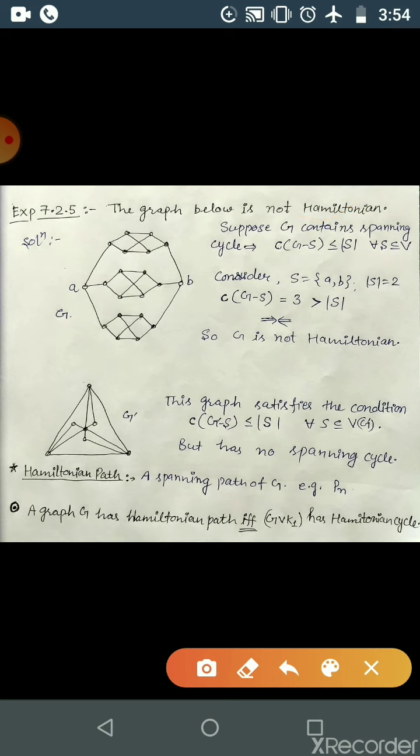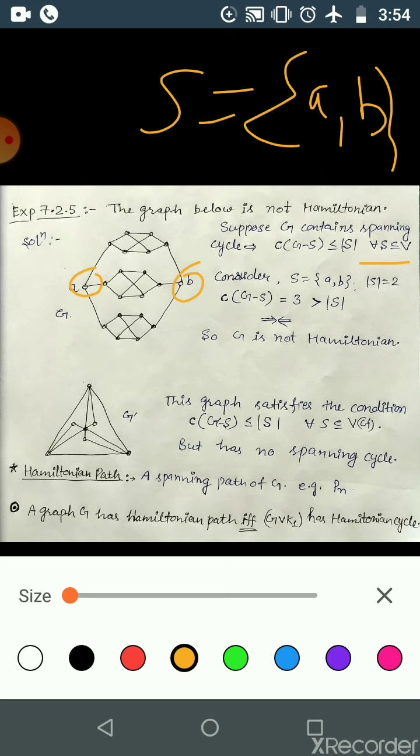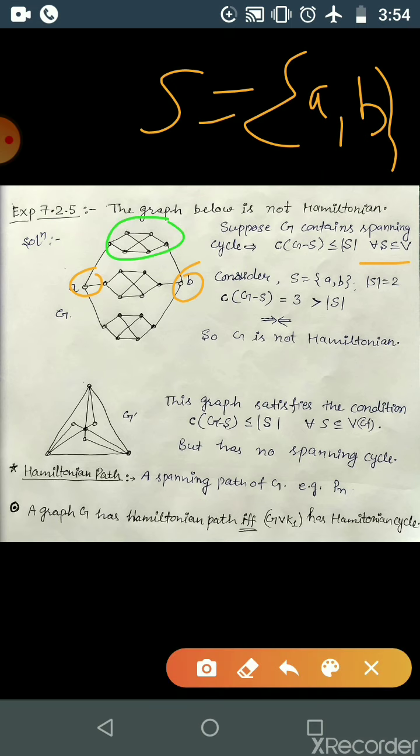And since this holds for all non-empty sets, we can consider S to contain these two vertices, A comma B. Okay, so if you remove these, how many components are you getting? You will be getting this one and this one. 3 components you are getting, correct? So 3 components we got, and the cardinality of S is just 2.